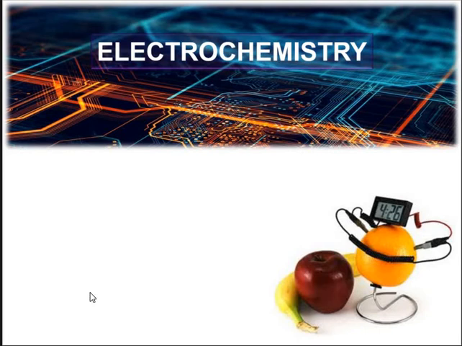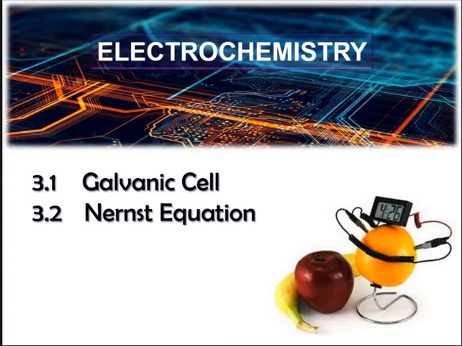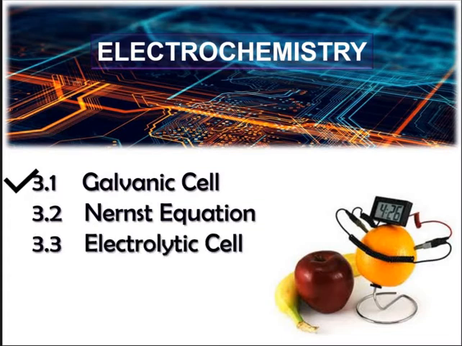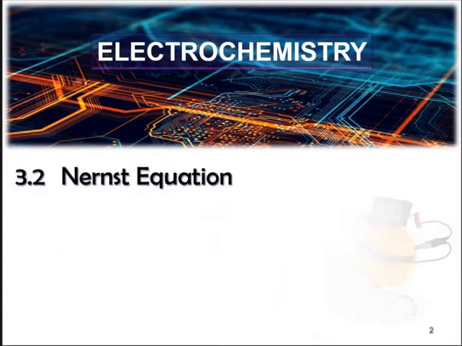So let's continue our lesson. As you know, we have three subtopics. We are done with 3.1 galvanic cell, and today we go to the Nernst equation.